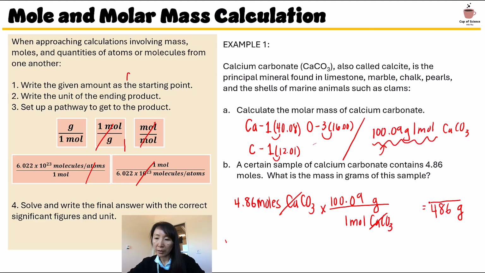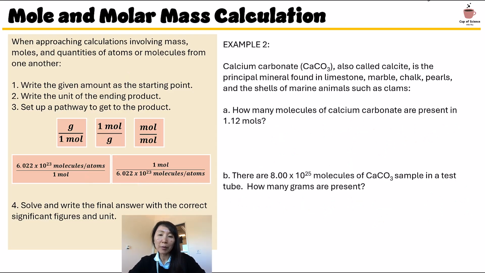486 grams. And that's the correct unit, which is grams. And then it's the correct sig figs because we are starting off with 3 sig figs. Let's do another problem that is very similar. So same calcium carbonate. Now it's asking for how many molecules of calcium carbonate are present in 1.12 moles.